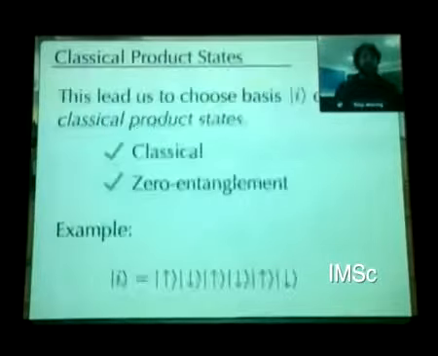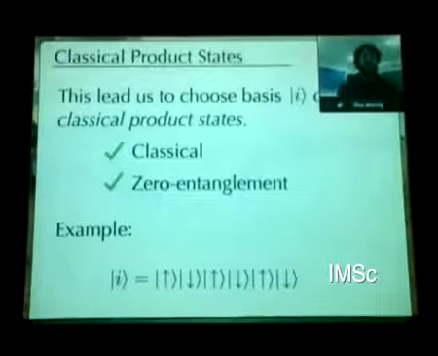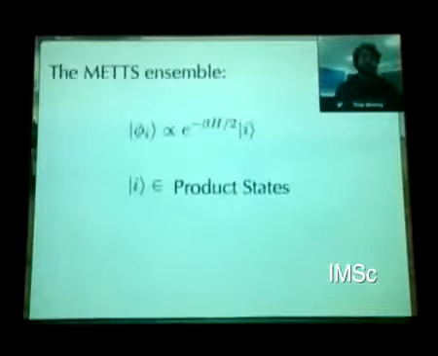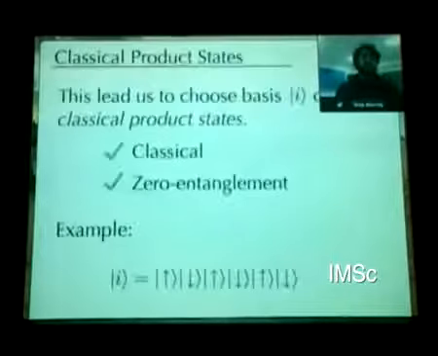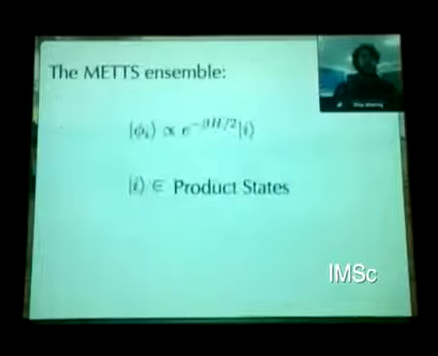So the next slide says that we want to choose the space to be the set of classical product states. Of course, you can choose classical product states for a spin system in the z basis or in the x basis. Some basis, let's say the z basis, have the two properties we want. They're both classical, and they have zero entanglement. And so all we mean is states that are factorized at every site.